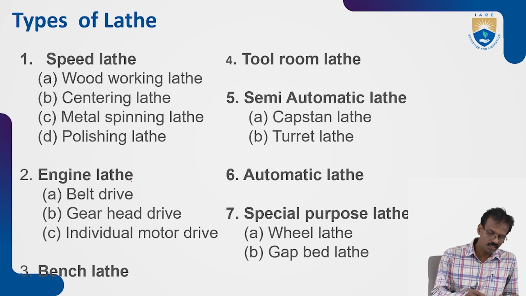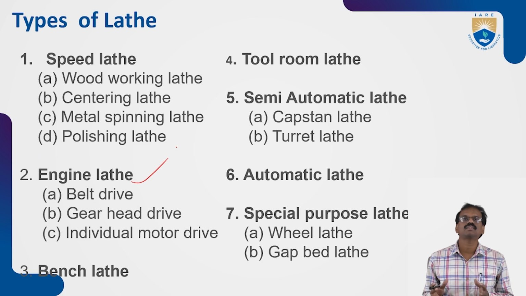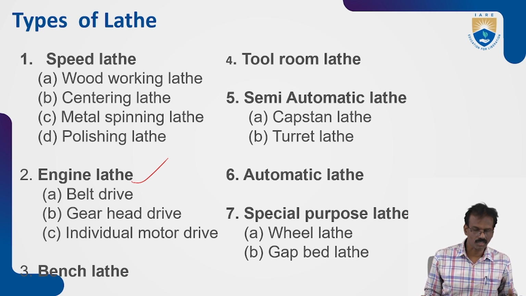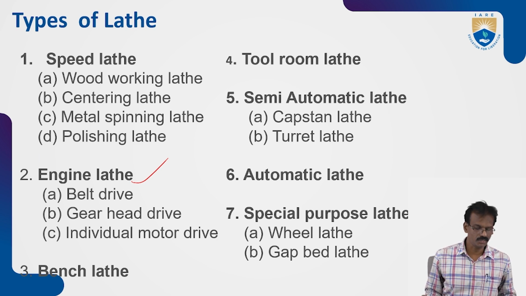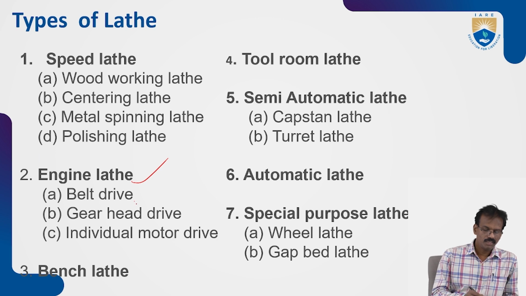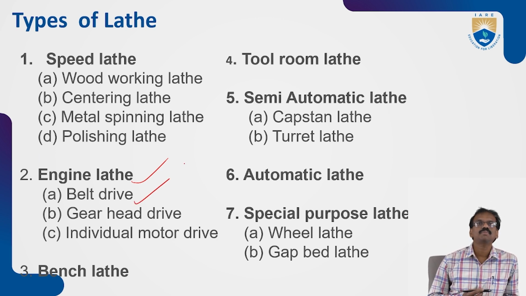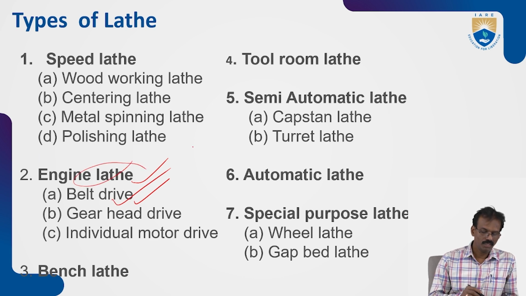So second one is the engine lathe. The engine lathe is the lathe which is generally used in our workshops and industries also. These are classified into three types. One is the belt drive. So the engine lathe is run by belt drives and gear head drives. By the help of the gears, power will be transmitted, so power distribution by gears.